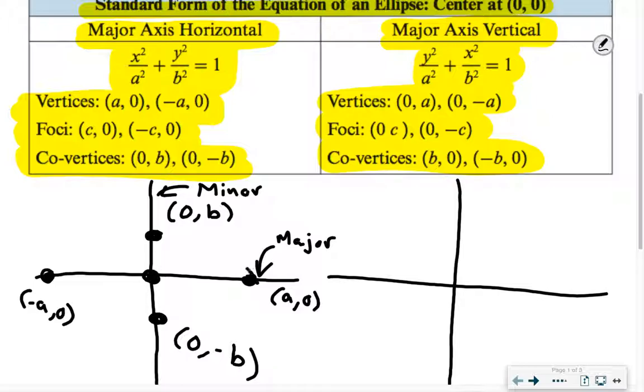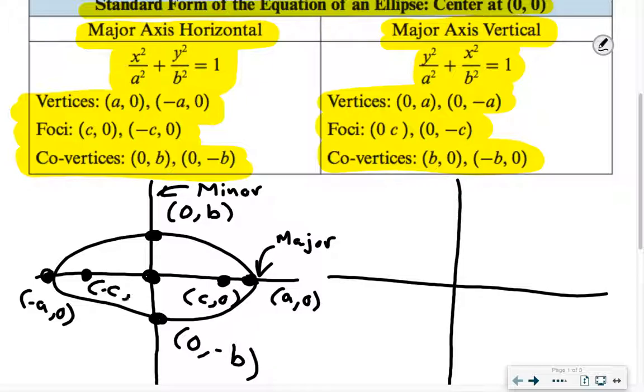Center is at the origin, and your ellipse will always be symmetrical through the center, both vertically and horizontally. The foci, that's your C value. Those also go on the major axis. You don't really need the foci to graph the ellipse. But again, the YouTube video later on will better demonstrate just how we use the foci to generate this thing. Vertices, covertices.